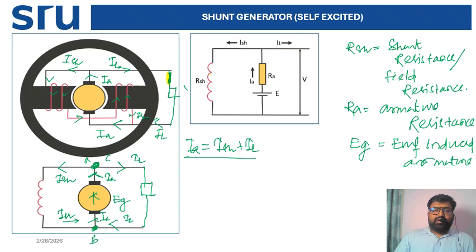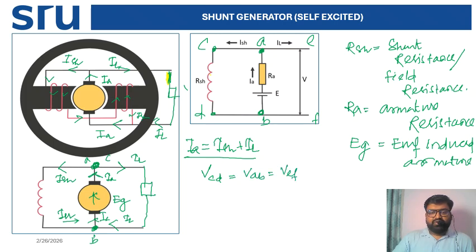Now for the shunt connections, I will mark out the points. Suppose this is point A, this is point B, and here you can mark C and D. For all the parallel conditions, we know that the voltages are equal. That means I can write VCD equal to VAB equal to VEF due to shunt connections.